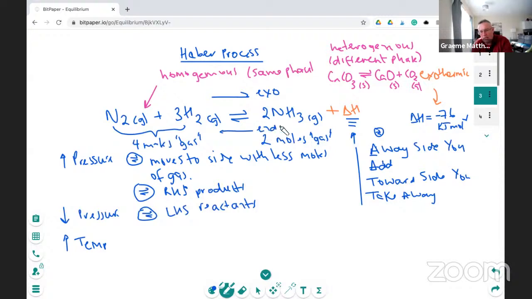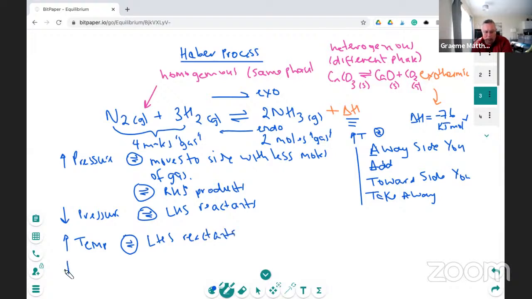But the point is, if you increase the temperature, it's like you're adding heat in, which means the equilibrium position is going to move away from the side you add to. It's going to move to the other side to rebalance the equilibrium. So if I increase the temperature, my equilibrium position, because it's exo, is going to move to the left-hand side, which is the reactants.